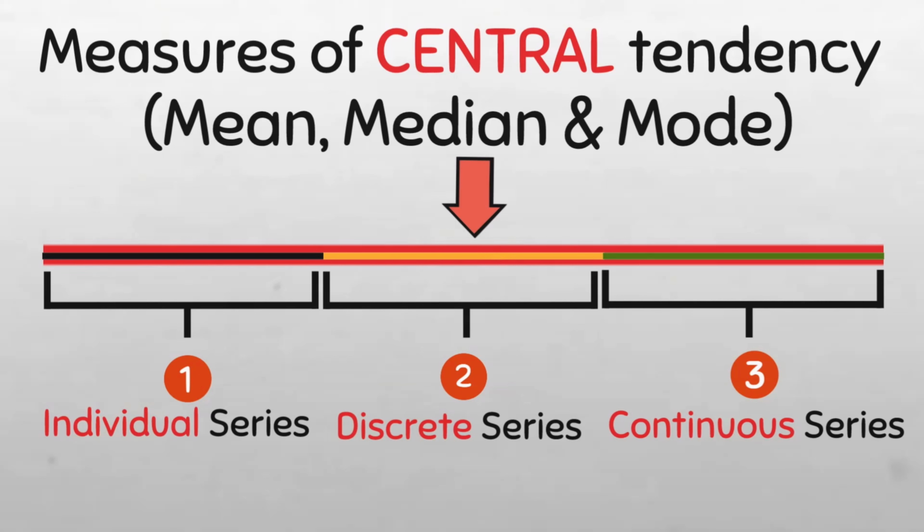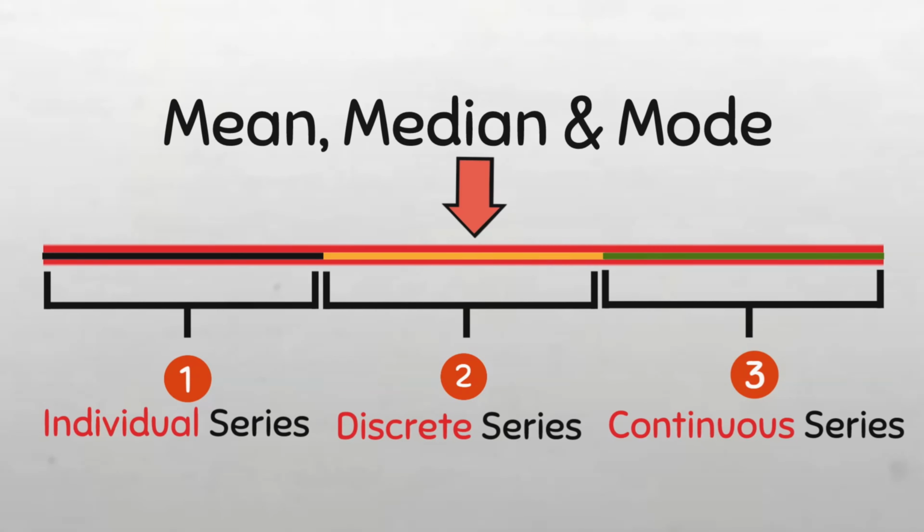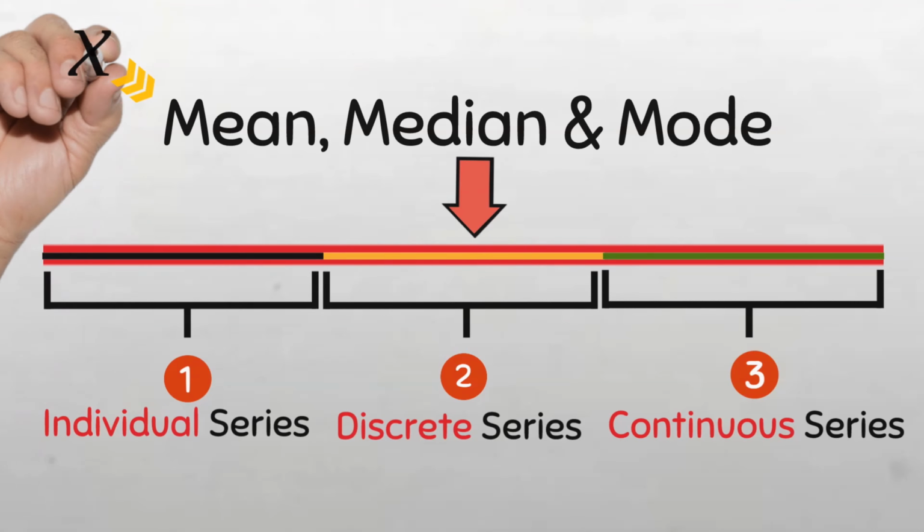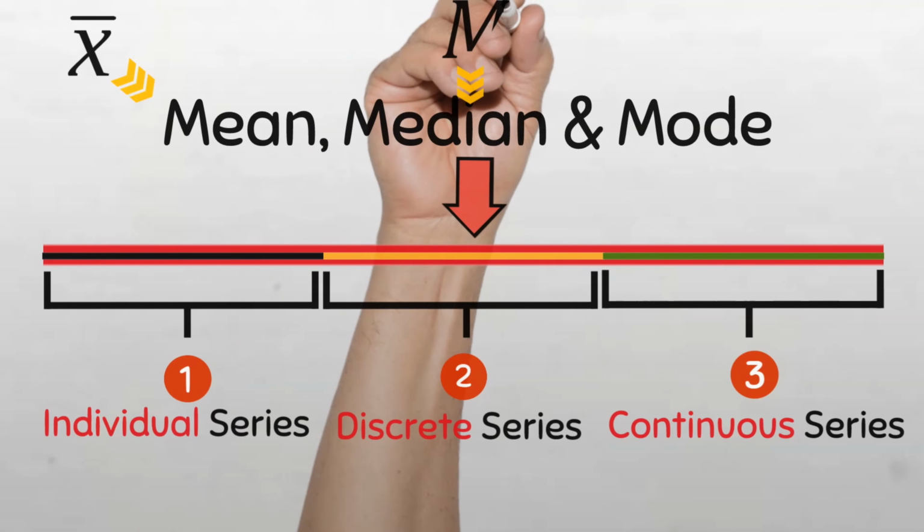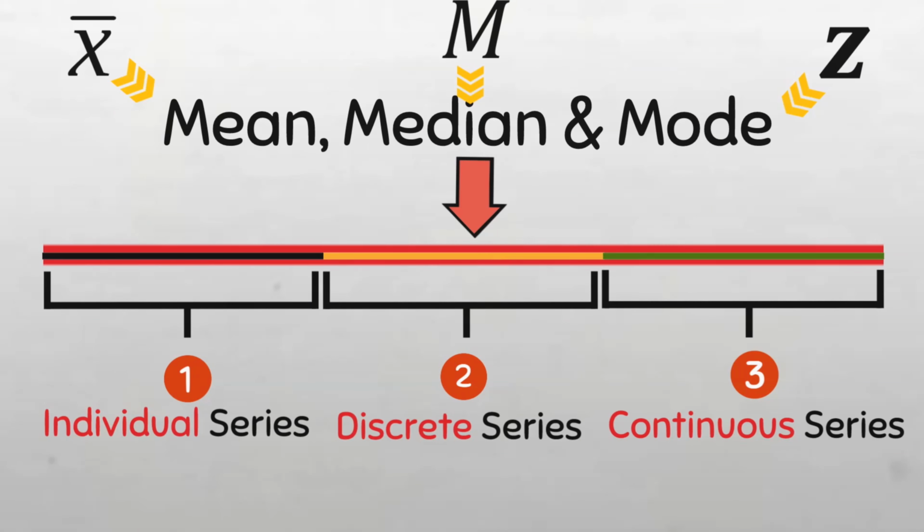Throughout this video, we are going to be using common statistical notation. So remember, the mean is usually denoted by x bar, the median by m, while the mode is denoted by the letter z. This video is about 25 minutes long, so I've placed timestamps below so you can skip to any part of the video quickly. Alright, let's do this.